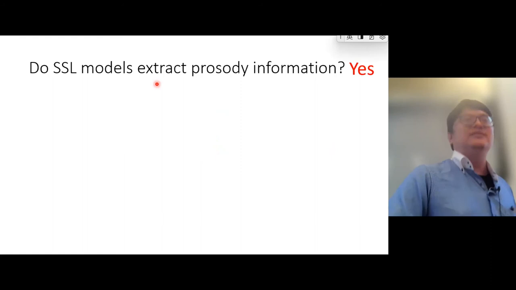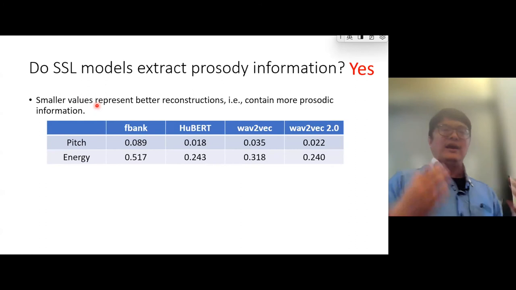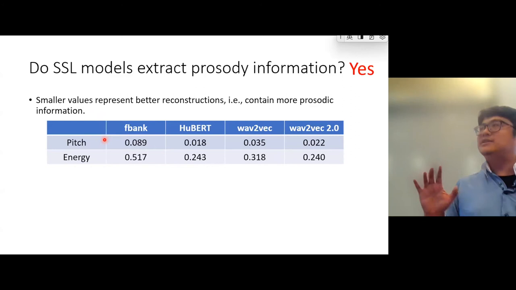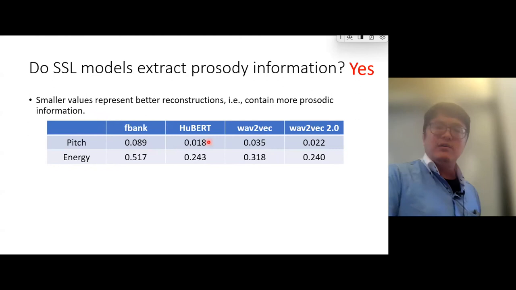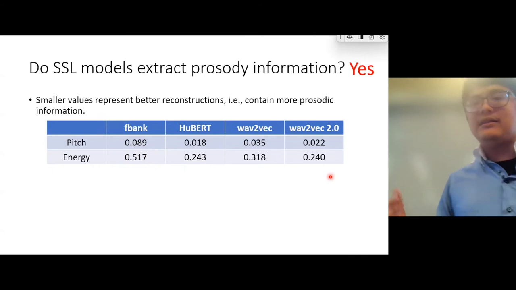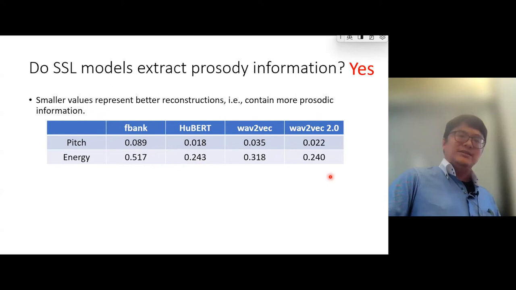Okay, so here are some values. Here the smaller number represents better reconstruction of pitch or energy, meaning the representation includes more pitch or energy information. And here we have explored several models, including FBank, a typical acoustic feature without pretraining, HuBERT, and wav2vec 2.0. And from this table, it is very clear that you can extract prosody information, pitch or energy, more easily from those pretrained models compared with FBank. So it looks like those self-supervised representations include prosody information.